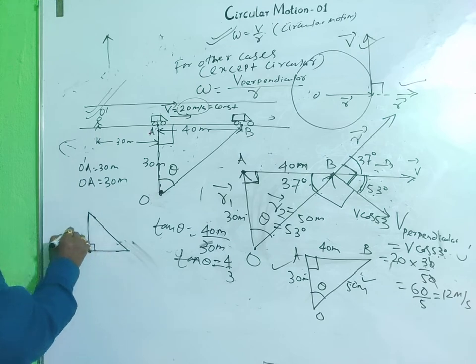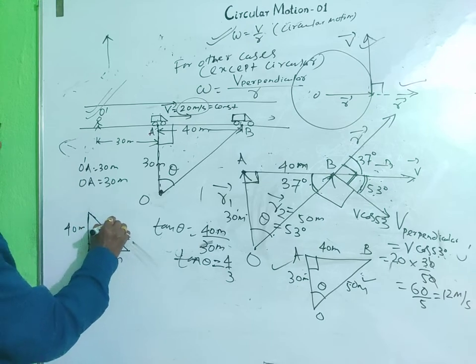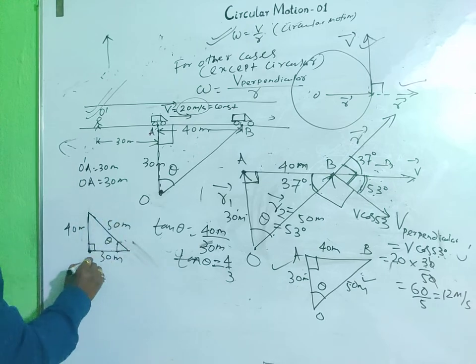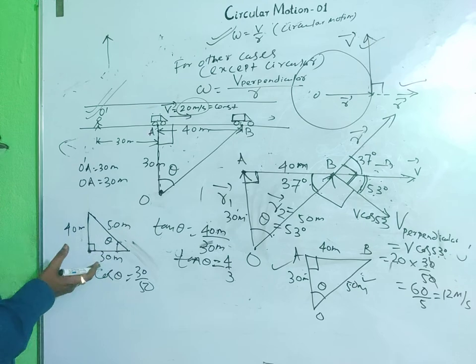This angle is 90 degrees. This is 40 meters, this is 30 meters, and this is 50 meters. This angle is theta. Then cos theta is base upon hypotenuse, 30 by 50. Is it clear? Now it is clear.